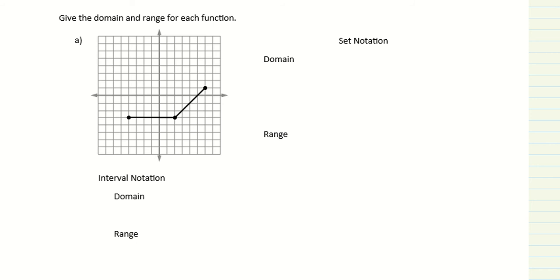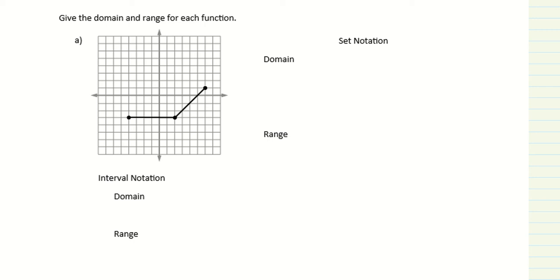All right, in this video, we're going to look at different ways of describing all the inputs and all the outputs of this particular function. So here we've got a graph of a function that has this weird shape that looks like a bent line. Okay? So the domain of the function is all the possible x values that can go in there.